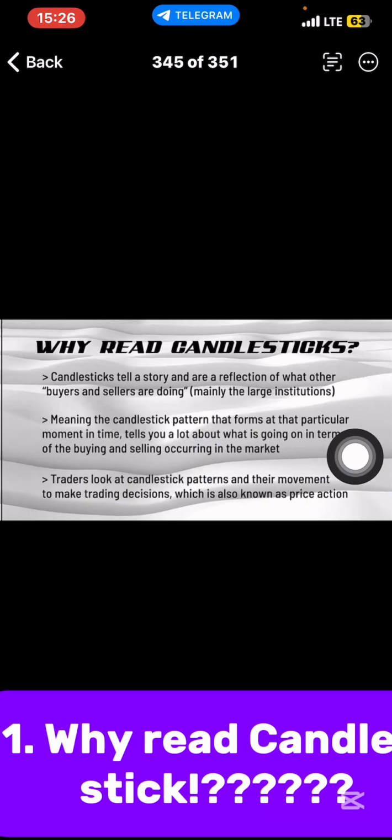Candlesticks tell a story and are a reflection of what other buyers and sellers are doing, mainly the large institutions. Meaning the candlestick pattern that forms at a particular moment in time tells you a lot about what is going on in terms of buying and selling occurring in the market. Traders look at candlestick patterns and their movement to make trading decisions, which is also known as price action.